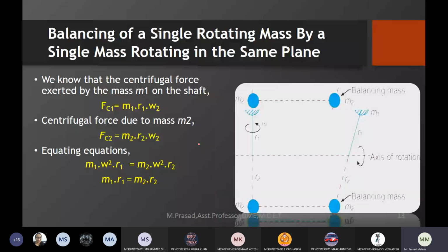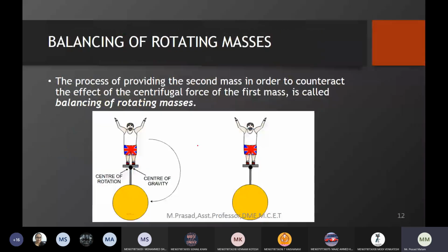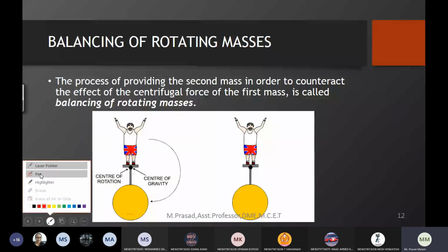Now, in this class we are discussing the balancing of rotating masses. Already we have discussed this in the last class. You can see here, this is what we have discussed. So from this, what did you understand? The process of providing a second mass in order to counteract the effect of the centrifugal force of the first mass is called the balancing of rotating masses. Let me explain briefly, to revise it.